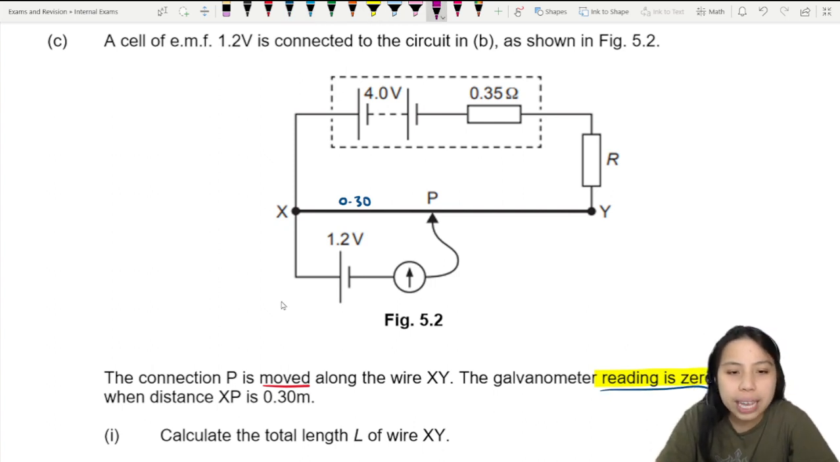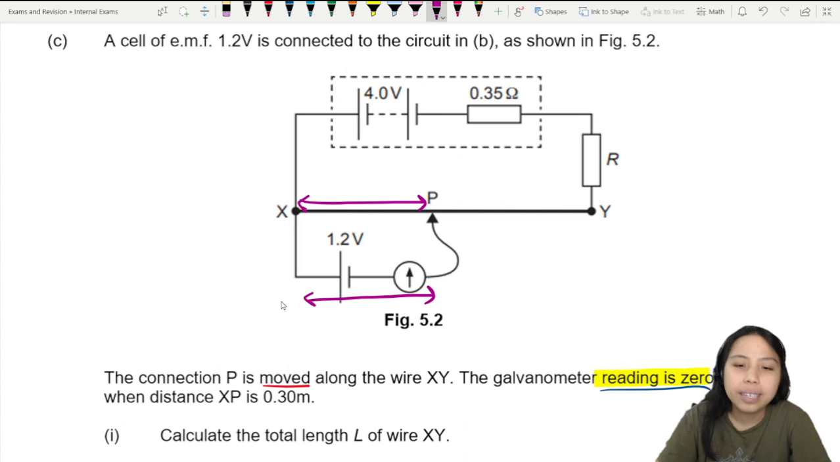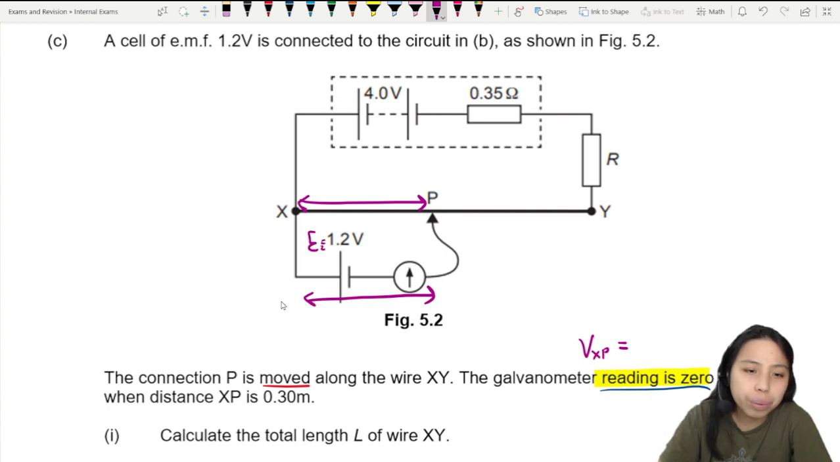So first things first. Reading is 0 means the potential drop across this XP is exactly the same as the potential drop across the bottom half of this circuit. So I'm going to say here that VXP is the same as the EMF. Let's call this EMF number 2.